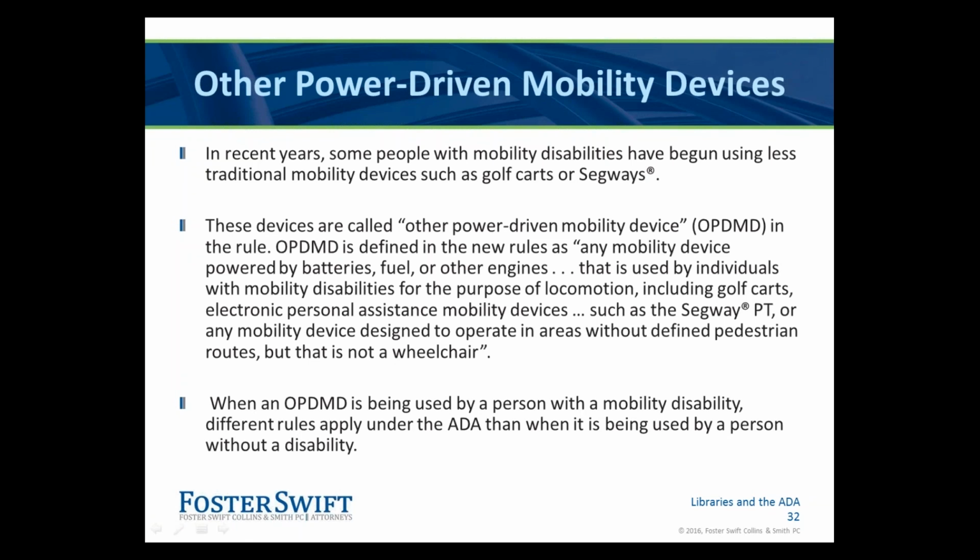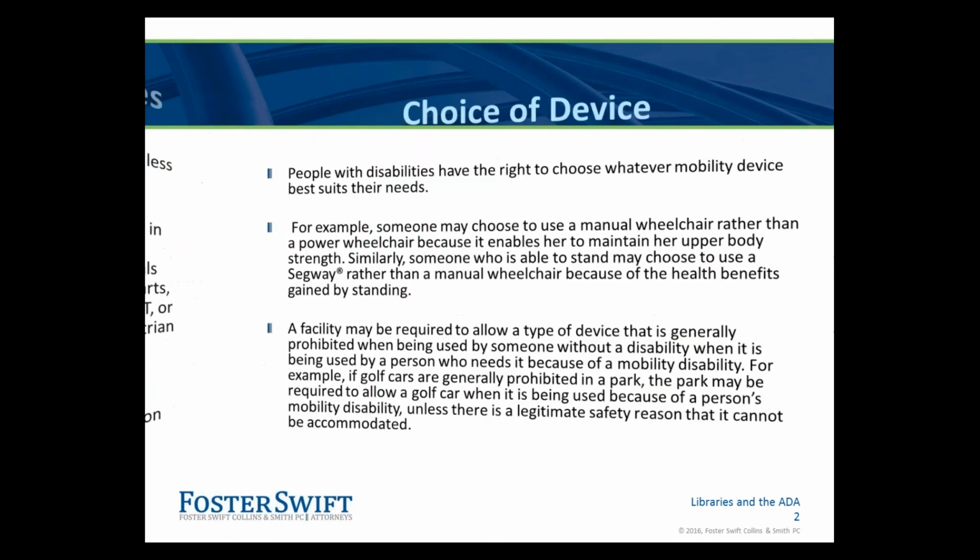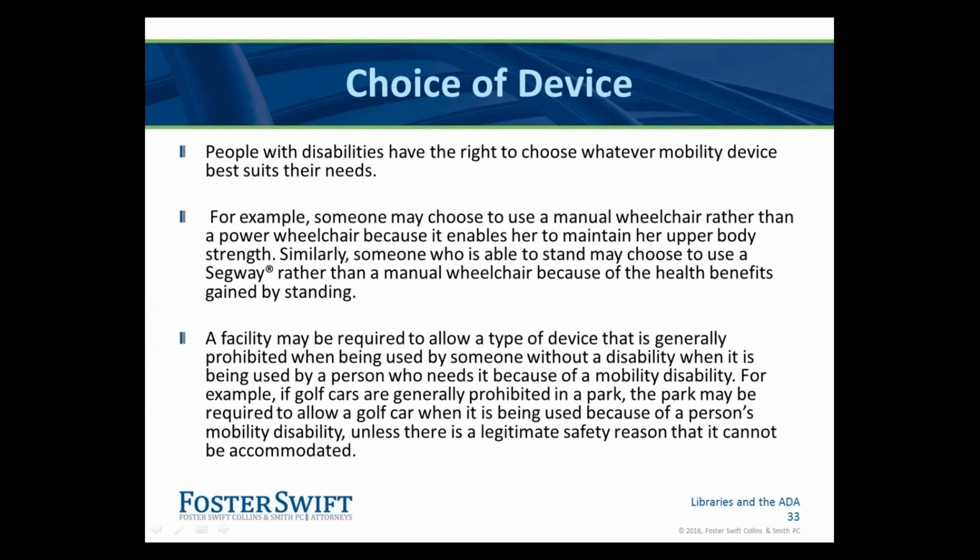When these other power-driven mobility devices are used, different rules apply to these under the ADA than when a person who may not have a disability wants to come in to the library. So again, the people with disabilities have a right to choose whatever mobility device best suits their needs. So if a person comes in with a manual wheelchair, that's their device of choice, they may choose that device because it better enables them to get around.